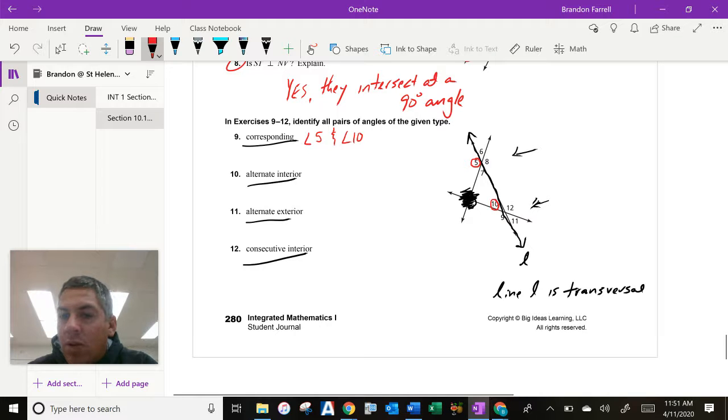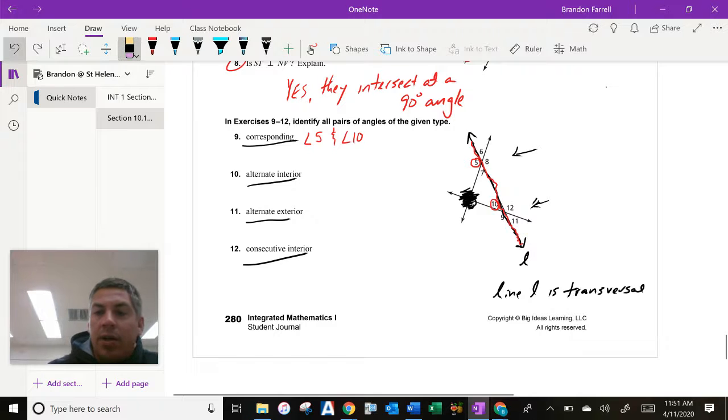If you're driving along this street right here, 5 and 10 are in the same location of the intersection. If you gave a compass-like direction, that would be the northwest corner if you were driving north here, the northwest corner of the intersection. So that's a brief understanding of that.